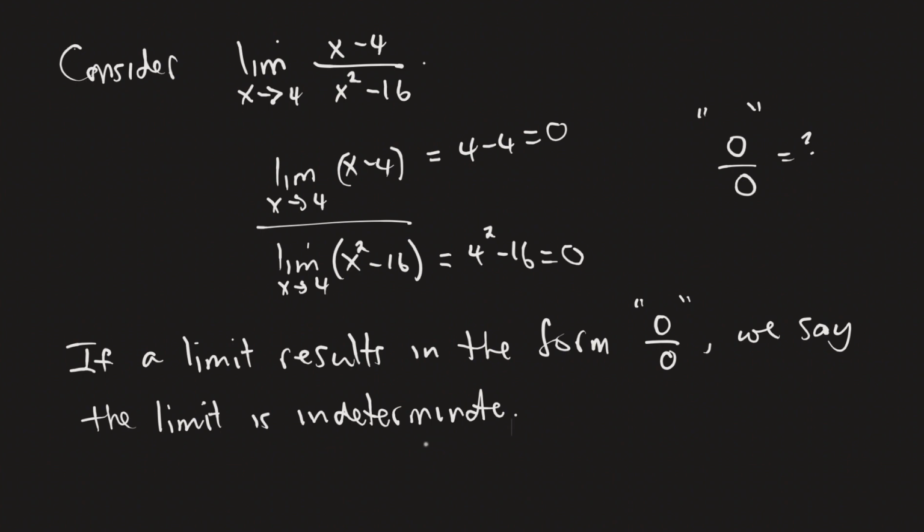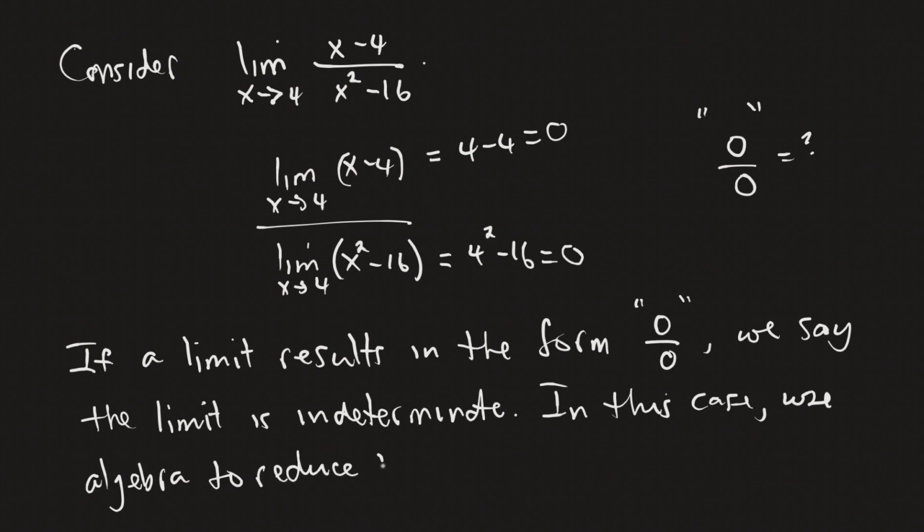And does that mean that we stop? No, in fact, we never stop at 0 over 0. The rule is, algebraically, what we try to do is to reduce the function to its simplest form and then try to re-evaluate again. So in this case, we're going to use algebra to reduce the function to its lowest or most reduced form.